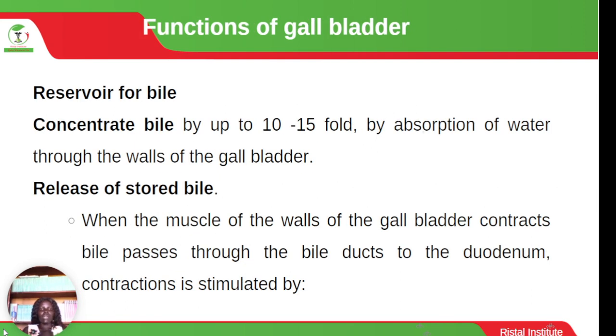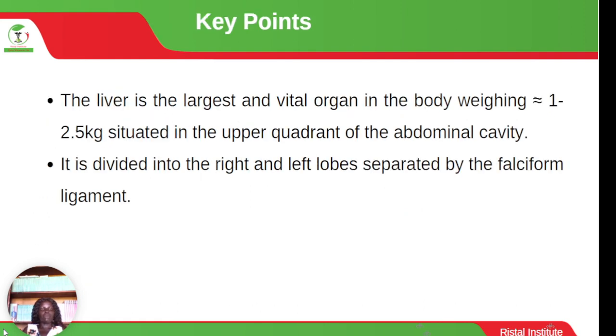Functions of the gallbladder. The gallbladder acts as a reservoir for bile, concentrates bile by up to 10 to 15 fold by absorption of water through the walls of the gallbladder. Release of stored bile. When the muscle of the walls of the gallbladder contracts, bile passes through the bile ducts to the duodenum. Contraction is stimulated by, oh sorry, that's where we're in.